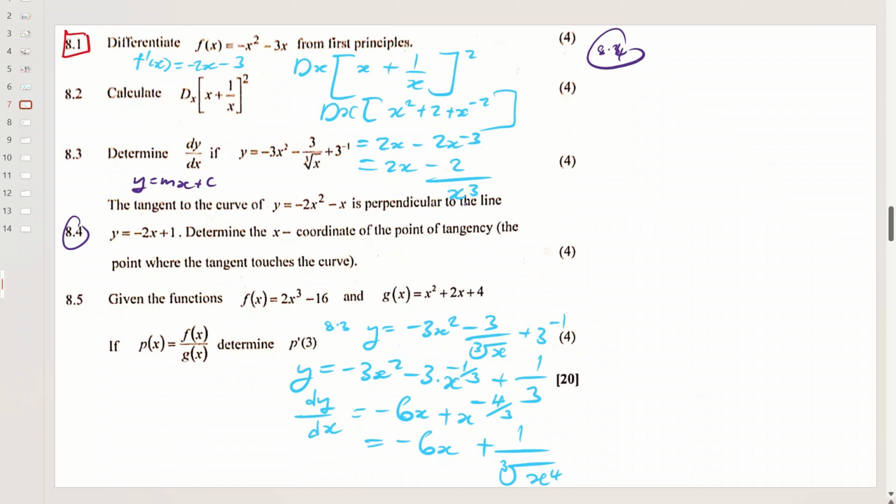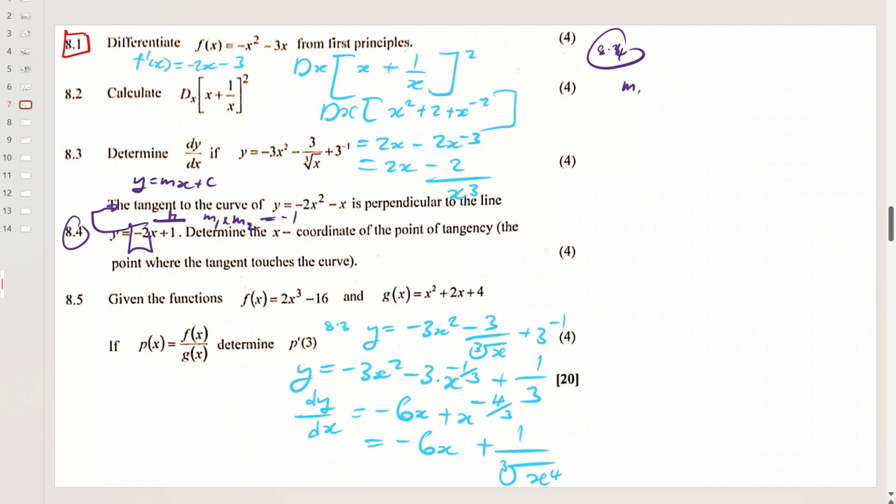It is perpendicular to the line y is equal to -2. So your tangent is perpendicular to this line, meaning they form a 90-degree angle. But that's not going to help us, right? But we know that if two lines are perpendicular, the product of their gradients is equal to -1. And we know the gradient of this, so we can find the gradient of the tangent line to that curve there.